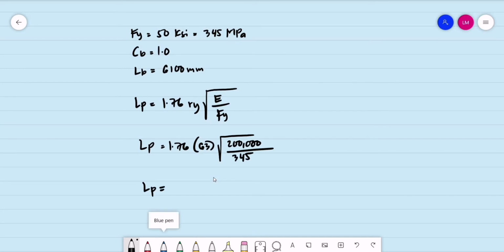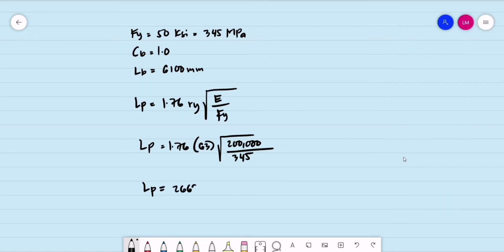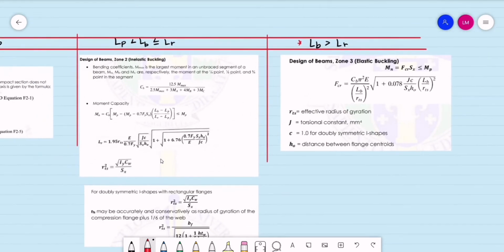So the value of L sub P is now equal to 1.76 of Ry, which is 63, multiplied by the square root of 200,000 divided by 345. That is 2,669.68 millimeters. Obviously, if you compare this, it is less than our unbraced length equal to 6,100 mm. So therefore, we need to check if this section will fall under zone 2 or zone 3.